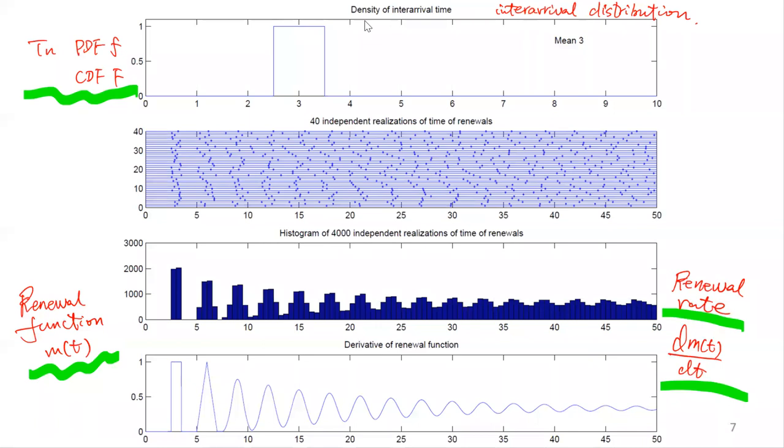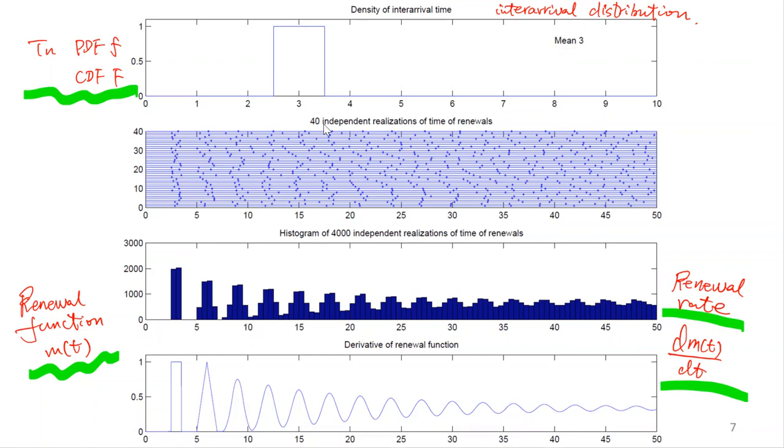So we can get this. This is the PDF, the probability density function. For the first inter-arrival, you see here, this is 3, a random value between 2.5 and 3.5. Once the first arrival happens, we generate a second uniform random variable, then a third. So these are 40 independent realizations of the renewal times. In the very beginning this is a uniform, then a sum of 2 uniform, 3 uniform random variables; you add all of them together and you see all the random arrivals or renewals.